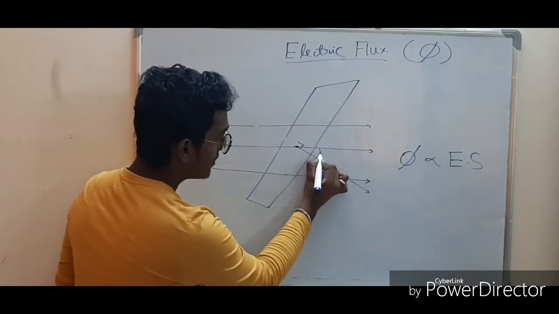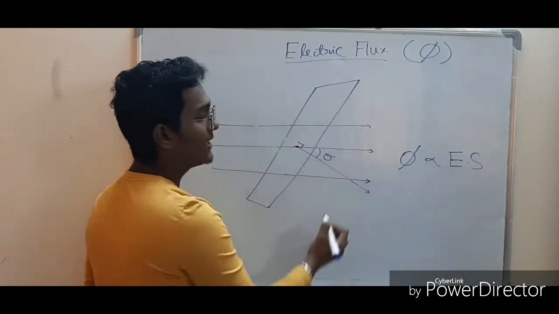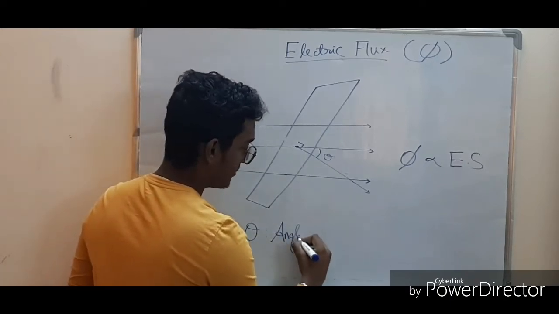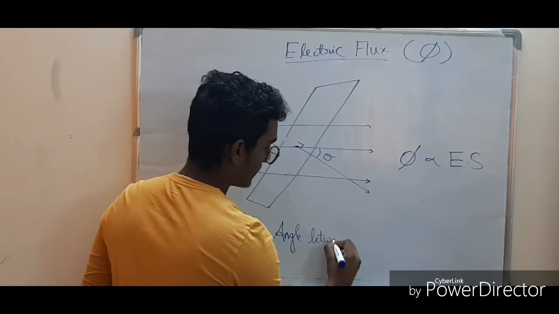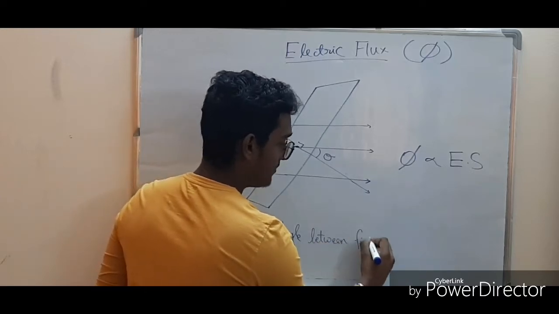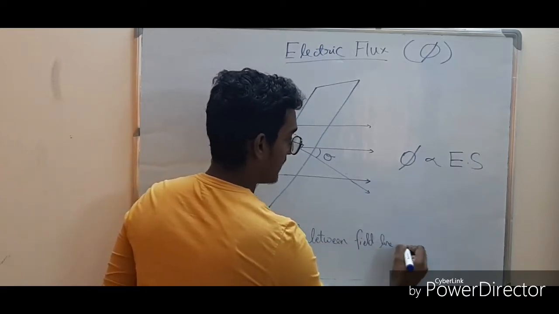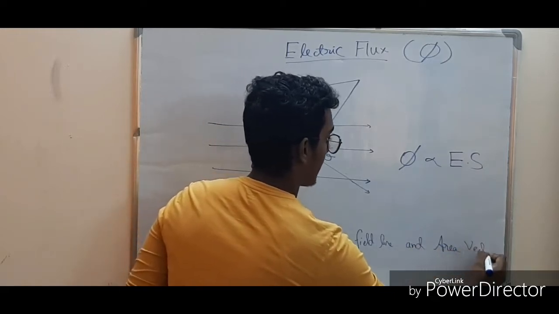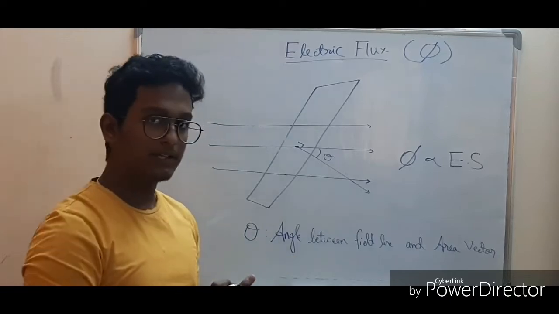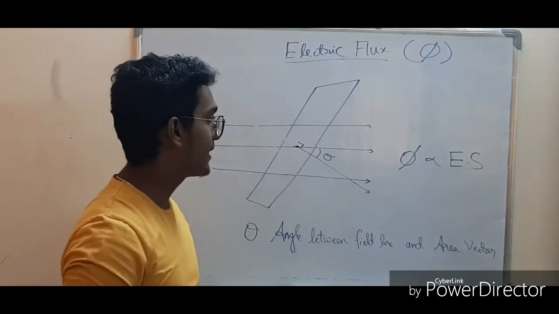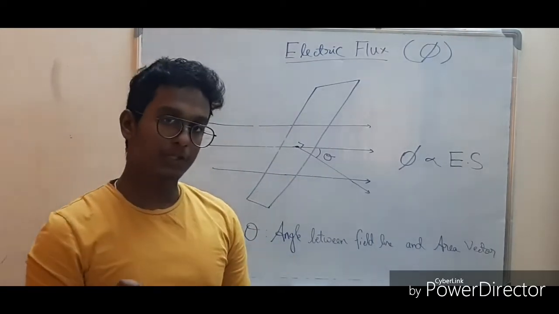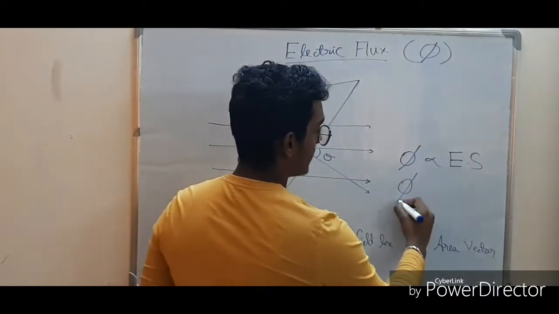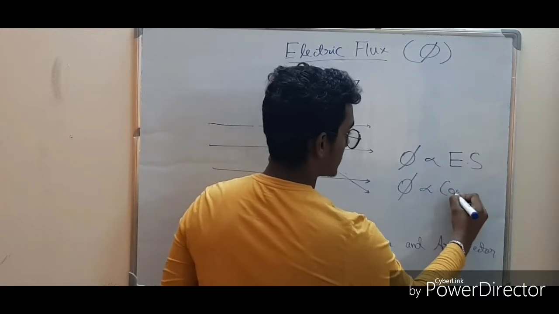And this angle theta, where theta is the angle between the field line and area vector. The angle theta is the angle between the field line and the area vector. So it's directly proportional to the cos of this angle. So there's one more proportionality, that is cos of theta.